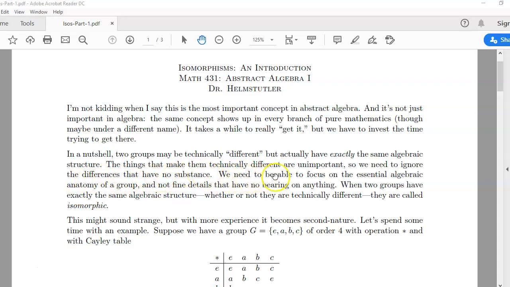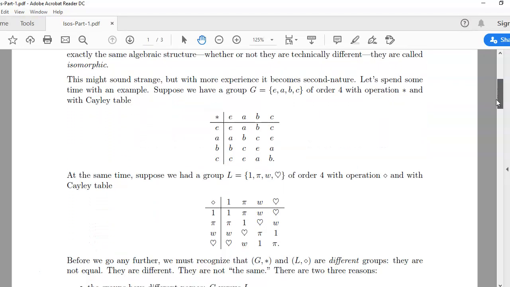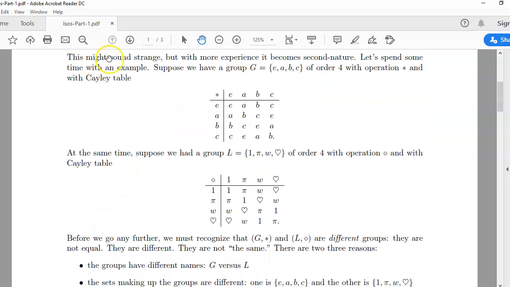We want instead to be able to focus on the essential algebraic anatomy of a group, okay, and not the little details that don't have anything to do with anything else. And when two groups have exactly the same algebraic structure, they're called isomorphic. And this is an essential idea in all of, certainly, abstract algebra, but it's also a big deal in mathematics. You see this in other branches of mathematics, possibly under a different name. So let's try to get used to this. This might sound strange, but with enough experience, it becomes second nature. And the way to understand this, I think, is to first spend some time with an example. So let's do an example together.